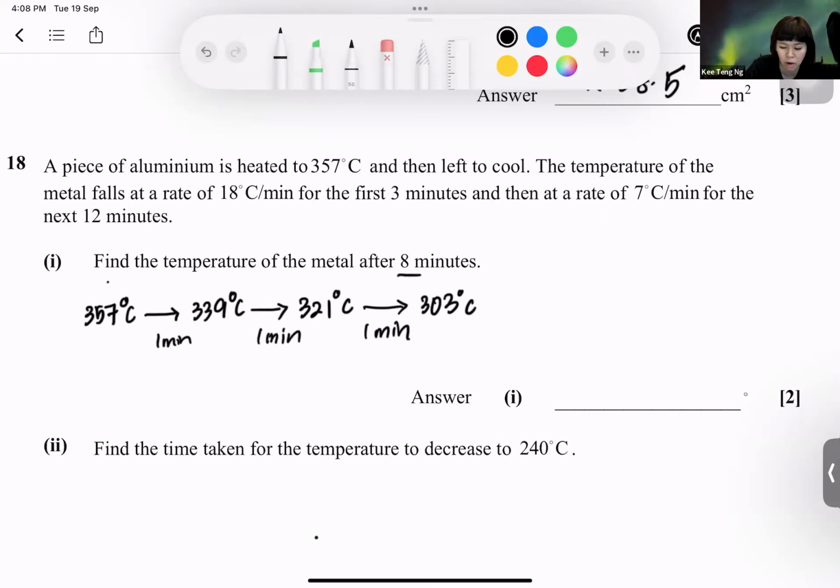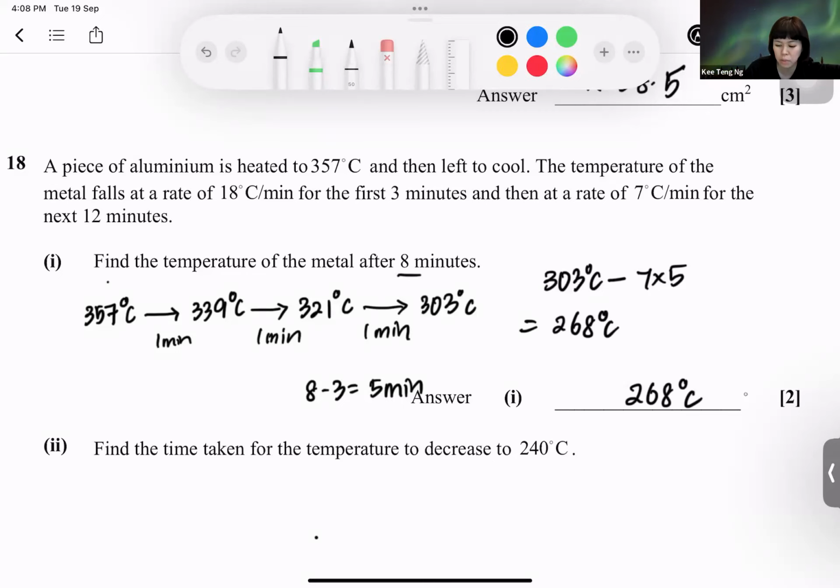They say after 8 minutes, right? So 8 minus 3 minutes will be 5 minutes. So the temperature will be 303 degrees Celsius minus 7 times 5, which is 268 degrees Celsius.